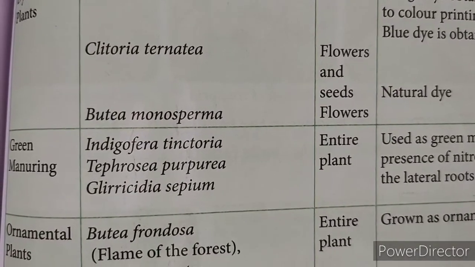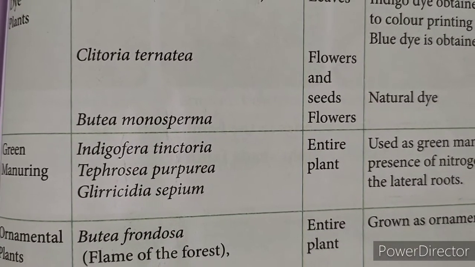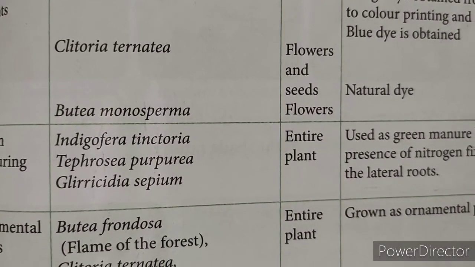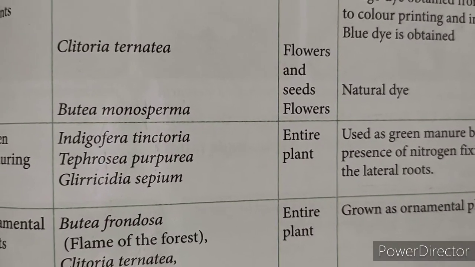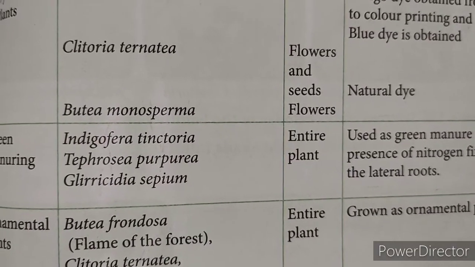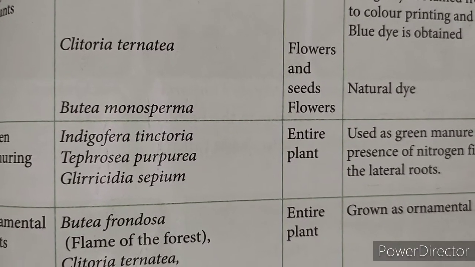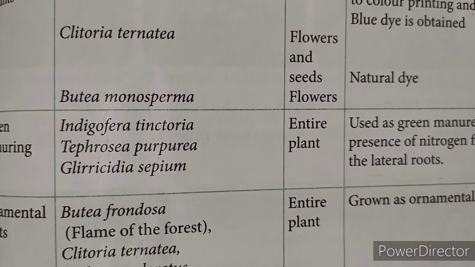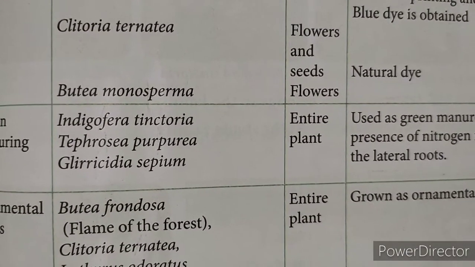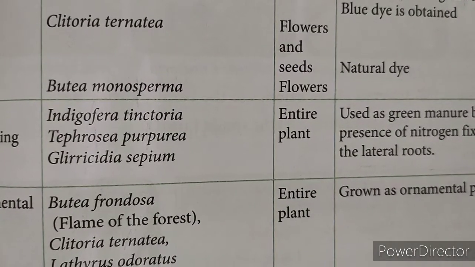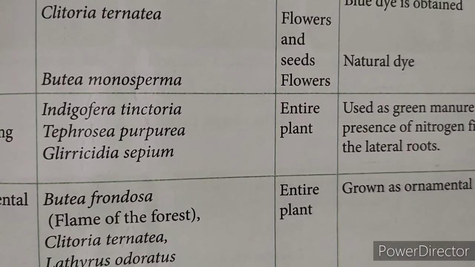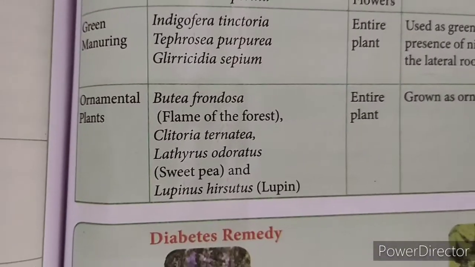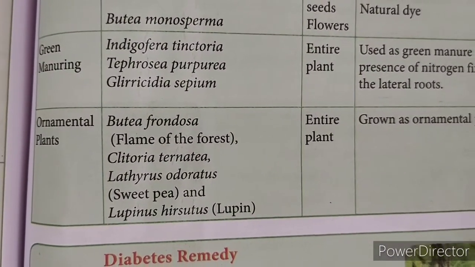Next is Clitoria ternatea, as well as Butea monosperma. In Clitoria ternatea, flowers and seeds are used as natural dye. In Butea monosperma, flowers are used as natural dye. That means flowers and seeds they grind and apply, using it as natural dye. Then the next use is green manuring.